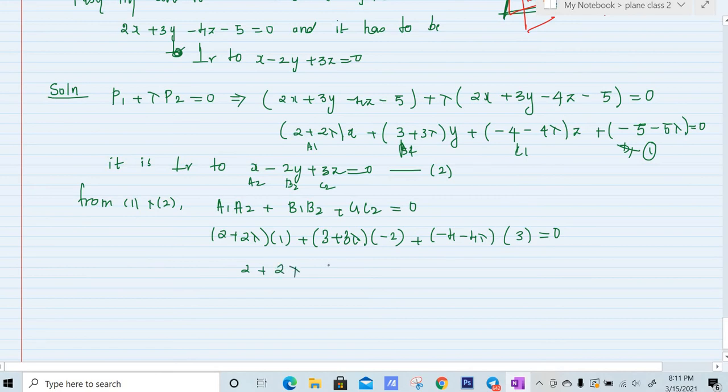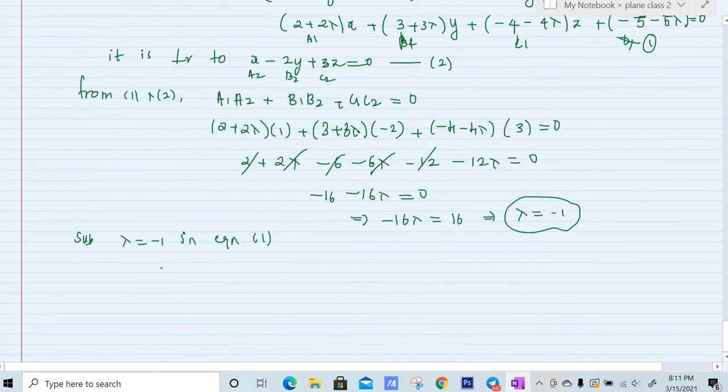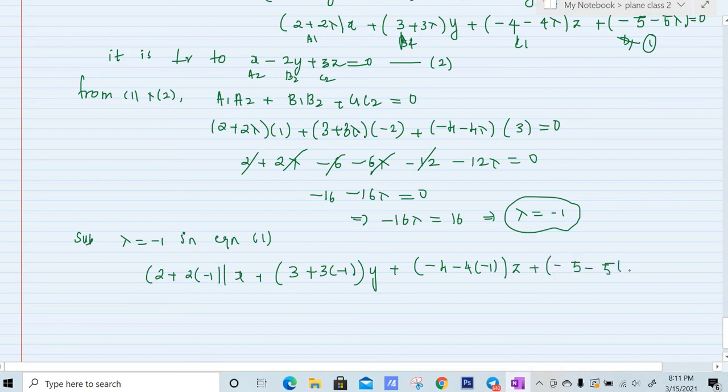So this will be 2 plus 2 lambda minus 6 lambda minus 12 lambda is equal to 0. So 2 minus 4 minus 16. So this will be minus 4 lambda minus 16 lambda is equal to 0. So minus 16 lambda is equal to 16. That means lambda is equal to minus 1. So substitute lambda is equal to minus 1 in equation number 1. So this will be 2 plus 2 into minus 1 into x, just applying lambda is equal to minus 1 in this equation.